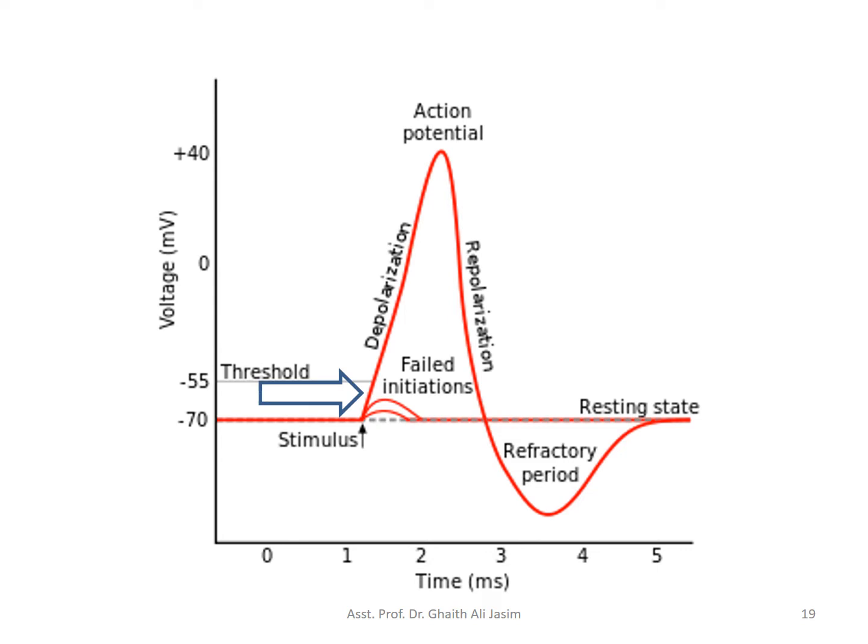So the action potential starts at threshold. There will be activation of voltage regulated sodium channels and rapid depolarization. Then there will be sodium channel inactivation and activation of voltage regulated potassium channels. There will be repolarization and return to the normal permeability.